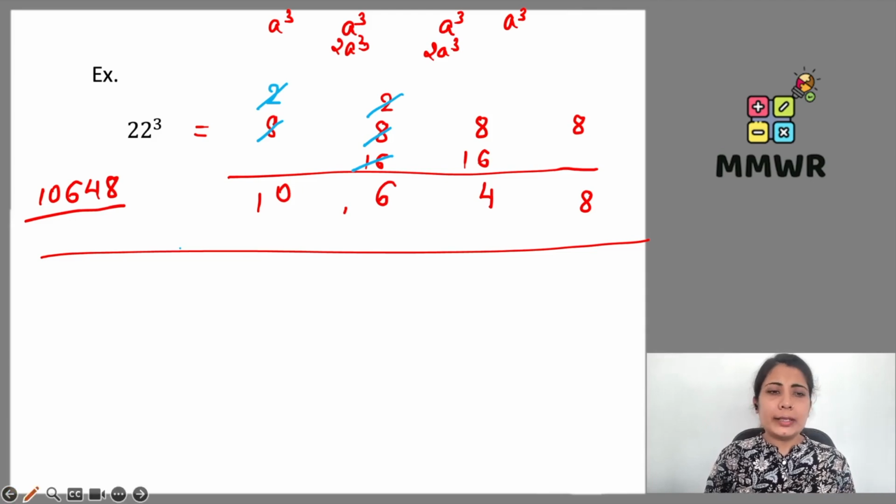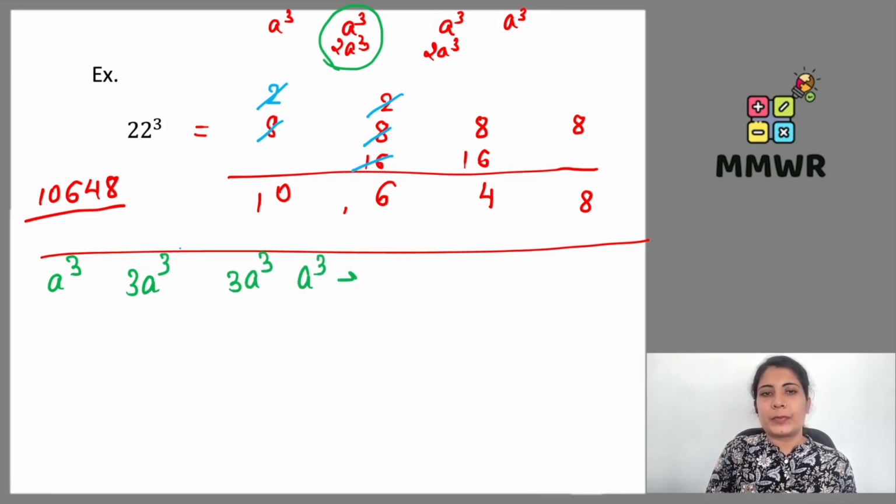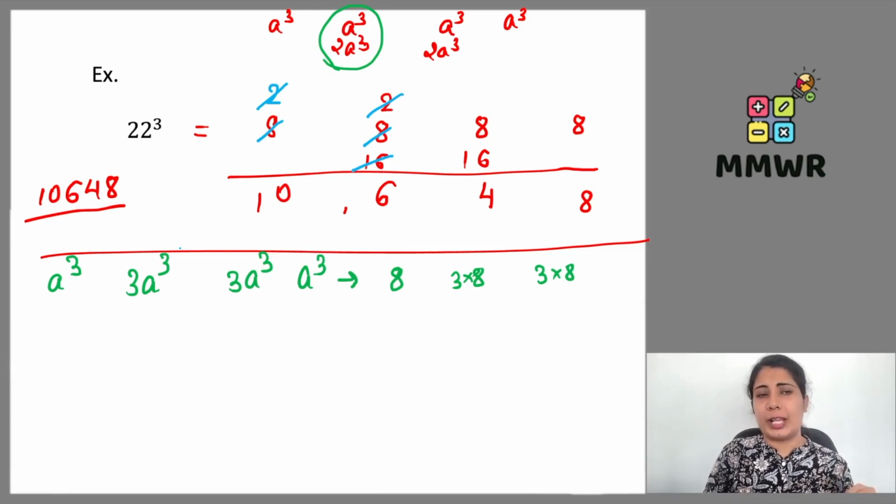The same answer we can get with the help of the other method, where directly you can write it this way: a cube, then a cube plus 2a cube gives us 3a cube, because in both places we have the same digit. Here also it will be 3a cube, here a cube. Now how do we do this? 2 cube is 8, multiplied by 3 is 24. Here also 3 multiplied by 8. This can be done mentally or in the rough column if you are taking a lot of time. But these are just the cubes of the digits, so it will not take much time. So this gives me 8, 24, 24, 8.